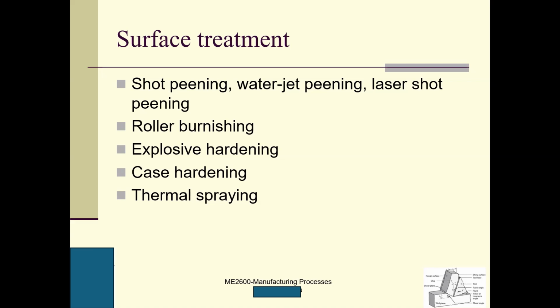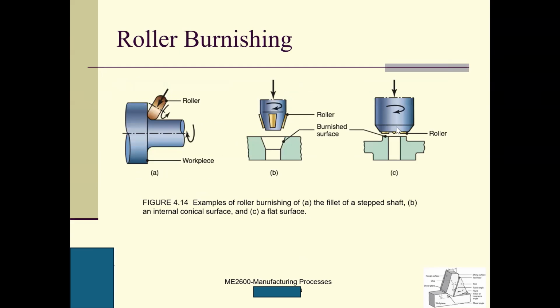Another one is thermal spraying, which you can use to improve the surface integrity. And this is about roller burnishing. Burnishing is where these two parts roll together. The first one is a workpiece and the roller, the fillet of the stamped shaft. So this is roller burnishing of the fillet of the shaft.